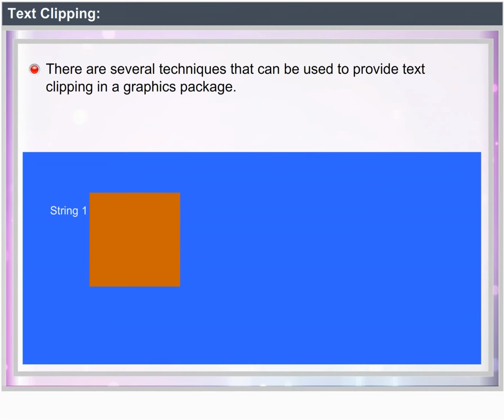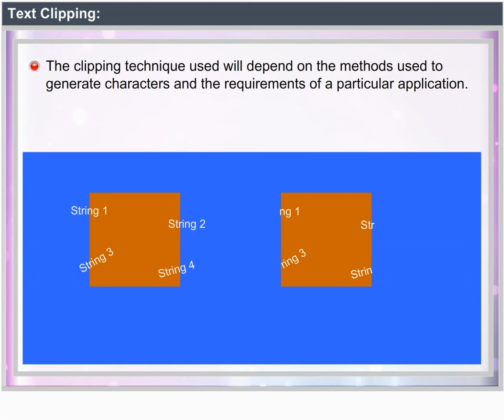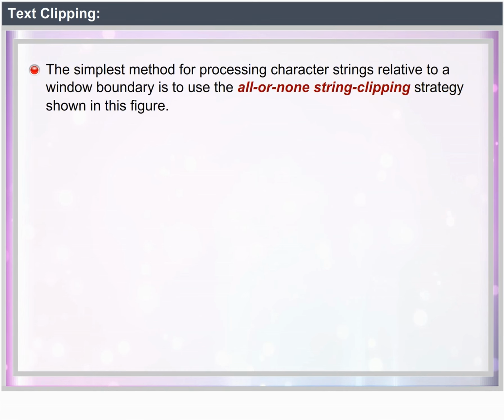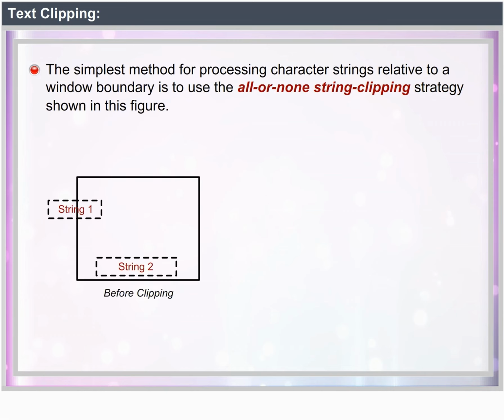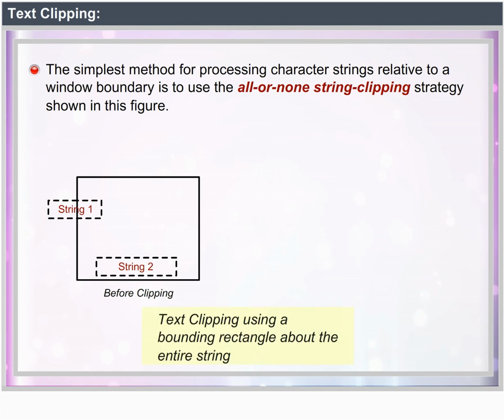Text clipping. There are several techniques that can be used to provide text clipping in a graphics package. The clipping technique used will depend on the methods used to generate characters and the requirements of a particular application. The simplest method for processing character strings relative to the window boundary is to use the all or none string clipping strategy shown in this figure.